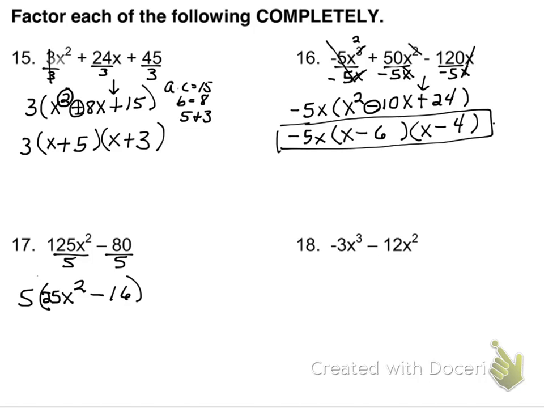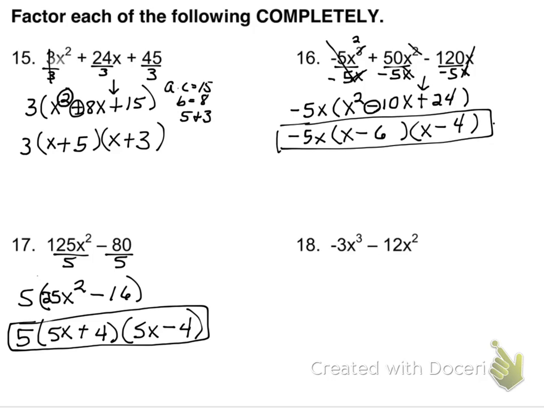Okay, so now we do have a difference of squares because the square root of 25x squared is 5x. And the square root of 16 is 4. So remember, when we have a difference of squares, we have two factors, and one is plus and one is minus. And so anytime you have two factors, you check to see if it's a difference of squares, or if after you factor out the greatest common factor, it's a difference of squares.